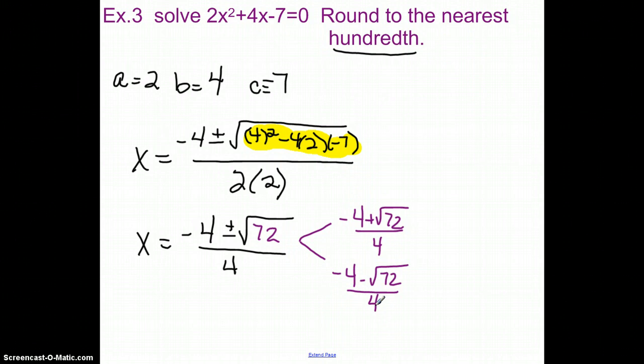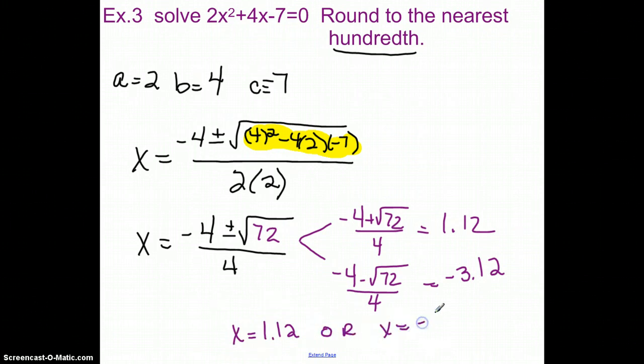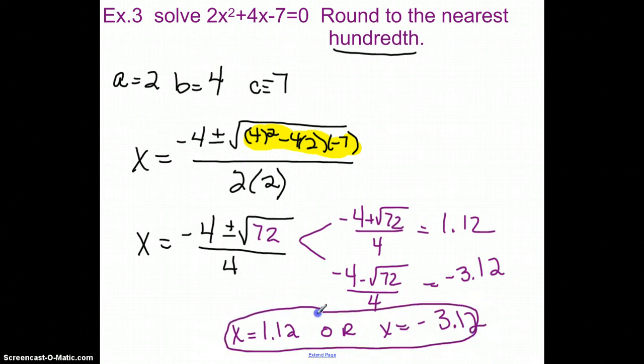So negative 4 plus the square root of 72, and then hit equals, and then divided by 4, and I end up with 1.12. Then negative 4 minus the square root of 72, hit equals, then divided by 4, equals negative 3.12. Now, if I had time, I'd actually plug them both in and show you that it works. But because we're almost out of time here, I'm going to put both our answers together so we can deal with that.